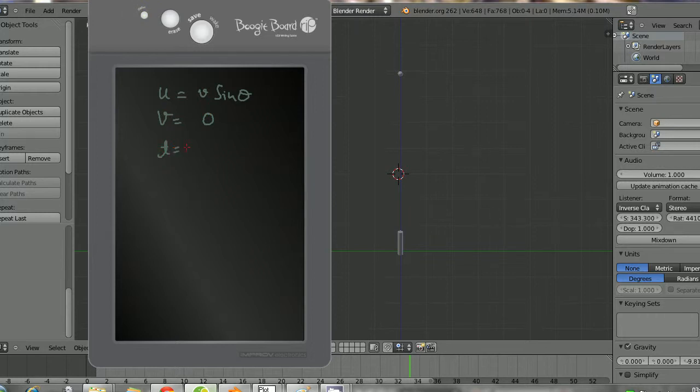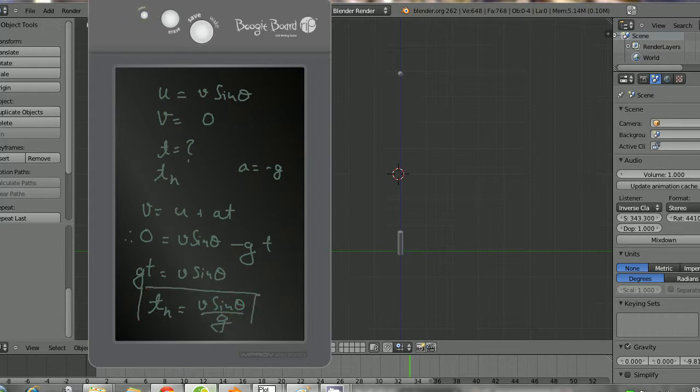How much time did you take to reach this? Let's call this the time it takes to reach the maximum height. So v is equal to u plus at, and therefore 0 is equal to v sin theta minus g, because remember acceleration is equal to minus g, into t, and therefore adding gt on both sides, gt is equal to v sine theta, and therefore the time it takes to reach its maximum height is equal to v sine theta by g. Brilliant.